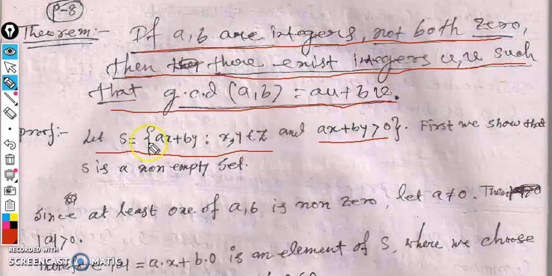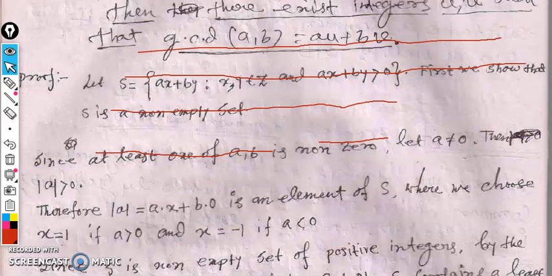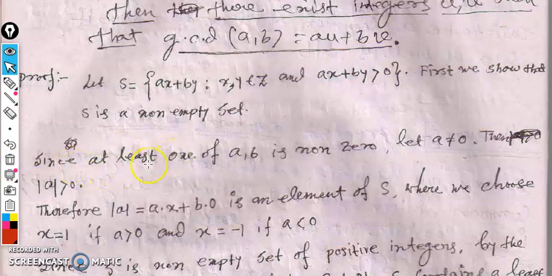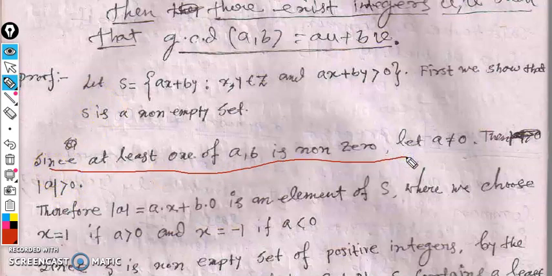Exactly for that reason, first we check whether this set is a non-empty set or not. So here we first construct this set to represent a non-empty set. Since it is given that at least one of A and B is non-zero, that means it should not be zero.